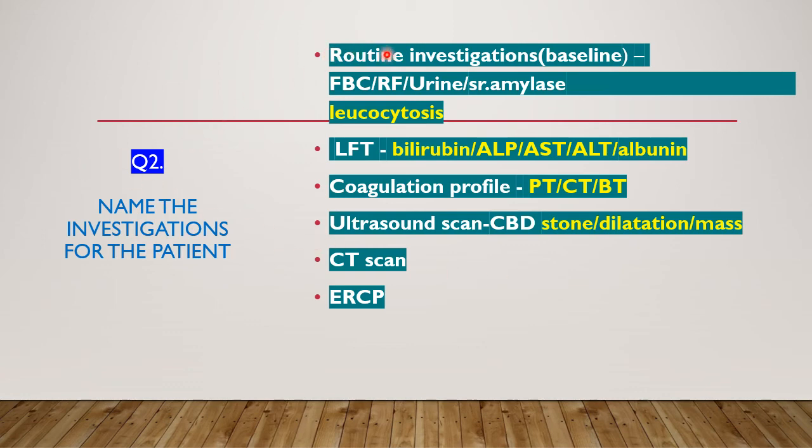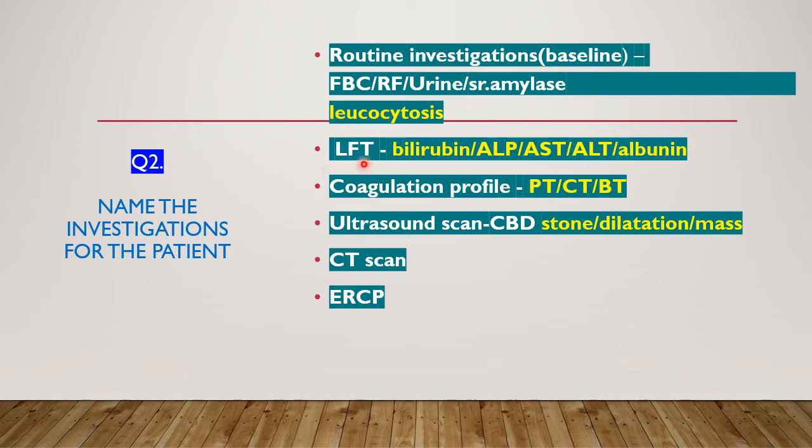First, I will do the routine investigations as baseline, which will include a full blood count, renal profile, urine analysis, and a specific enzyme, serum amylase, to rule out acute pancreatitis. In the full blood count, the important thing will be a leukocytosis, increased total white count, which will suggest a diagnosis of acute cholecystitis and maybe also cholangitis.